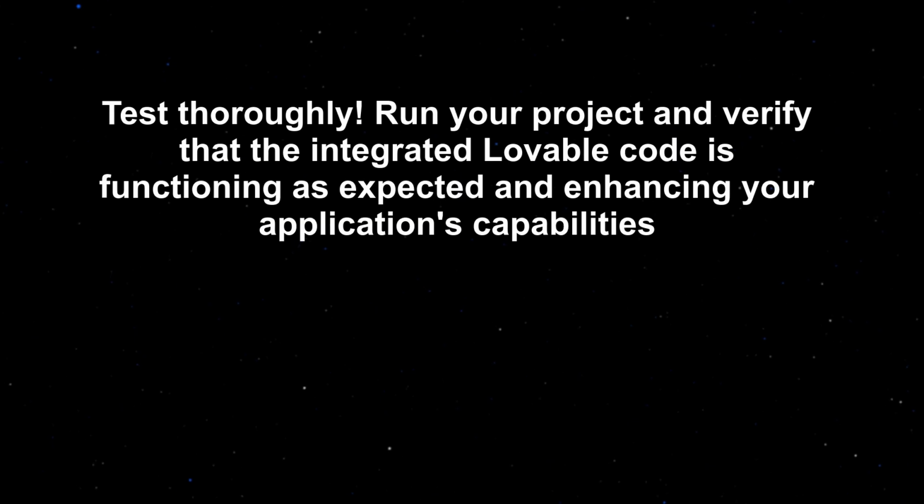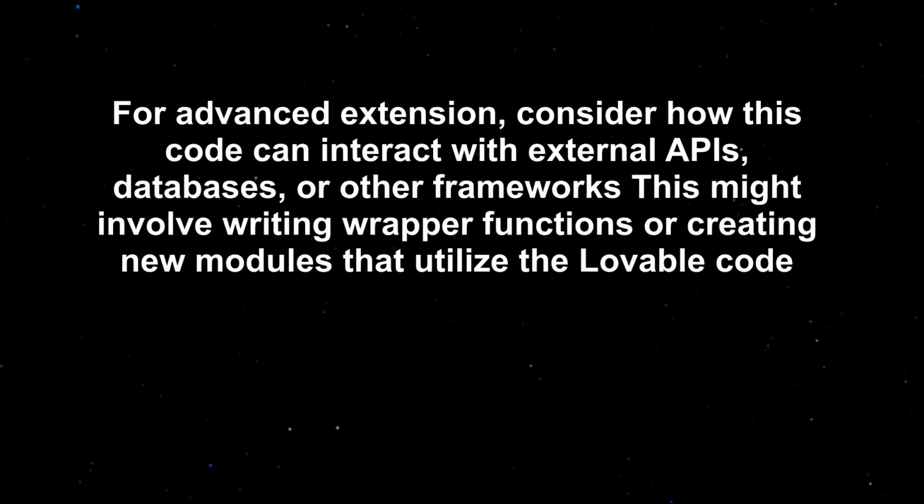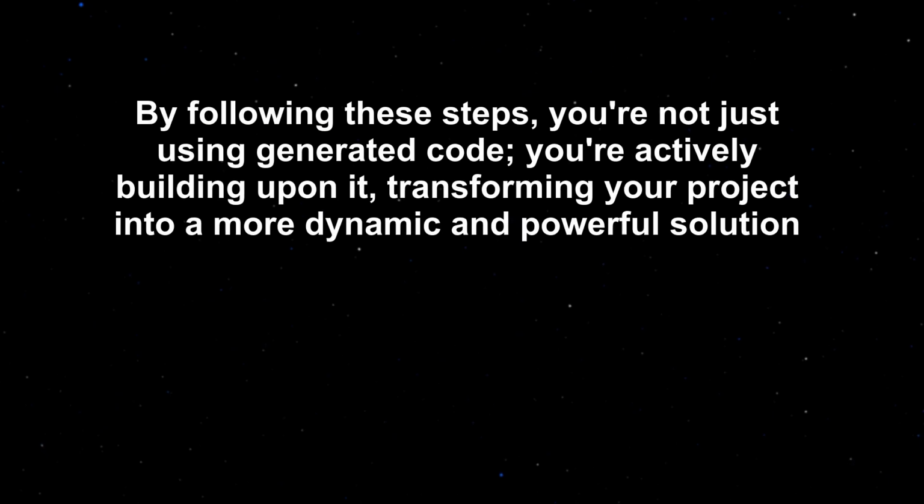application's capabilities. For advanced extension, consider how this code can interact with external APIs, databases, or other frameworks. This might involve writing wrapper functions or creating new modules that utilize the Lovable code. By following these steps, you're not just using generated code, you're actively building upon it, transforming your project into a more dynamic and powerful solution.